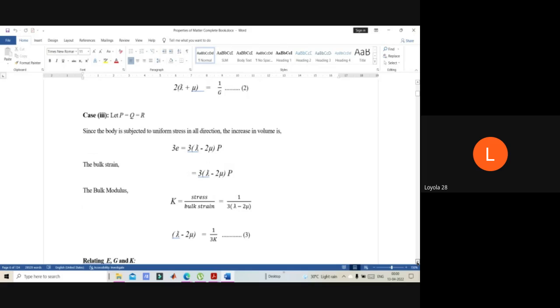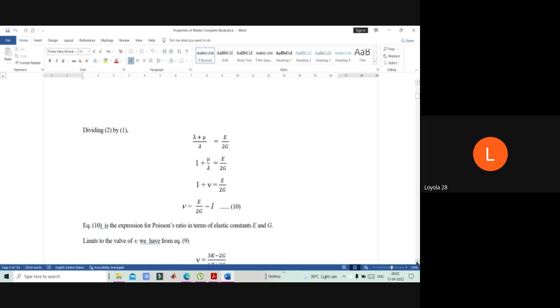So relating E, G and V. Lambda equal to 1 by E, we know that from equation number 1. Equation number 2, lambda plus nu equal to 1 by 2G. So dividing equation 2 by 1, we get lambda by lambda plus nu by lambda equal to E by 2G. 1 plus nu by lambda equal to E by 2G. 1 plus V equal to E by 2G. V equal to E by 2G minus 1. Equation 10 represents the Poisson's ratio in terms of elastic constants E and G.